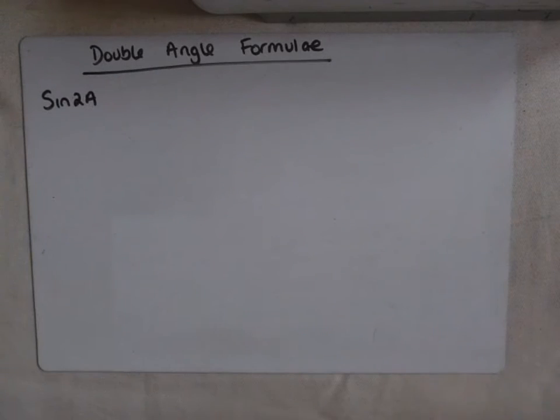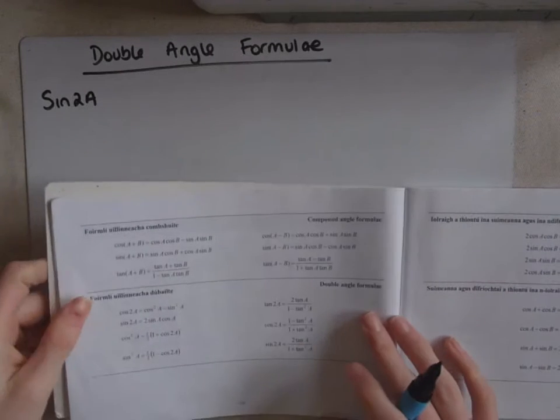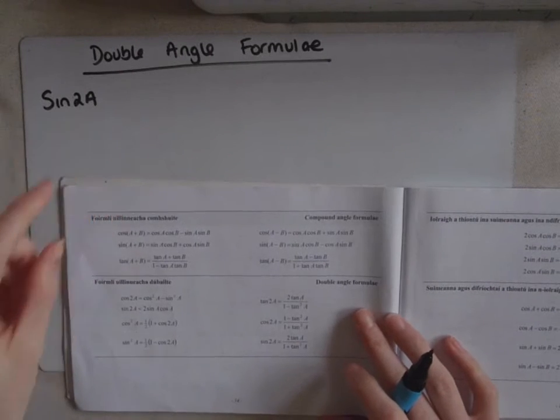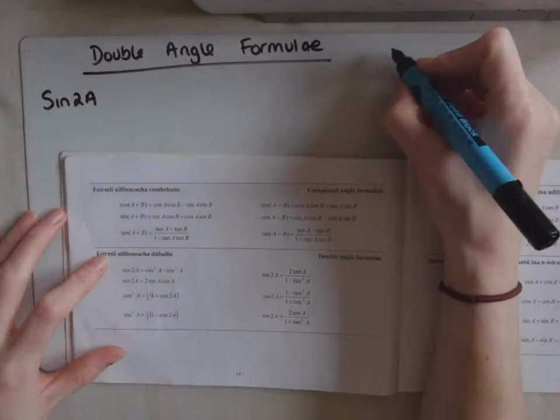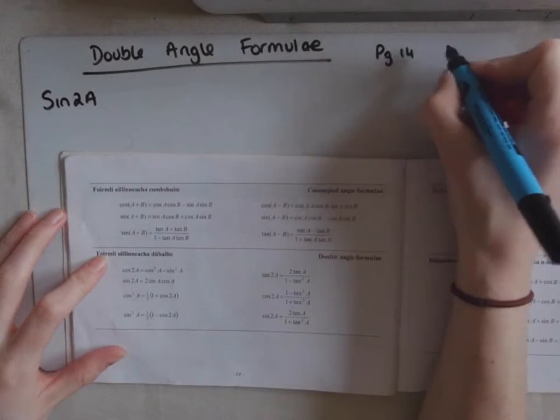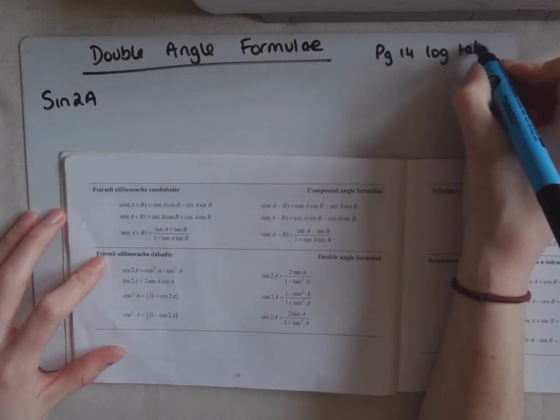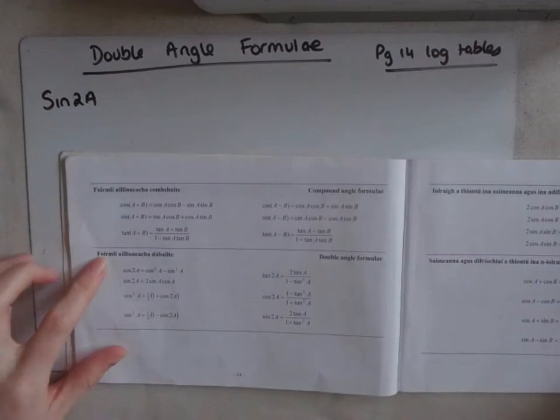Okay, so we're going to start with our double angle formulae. That means sine 2A, cos 2A, tan 2A. They're all down here on page 14 of your log tables, but we're just going to have a quick look. Where did they come from?